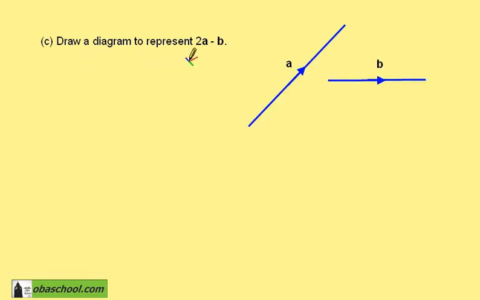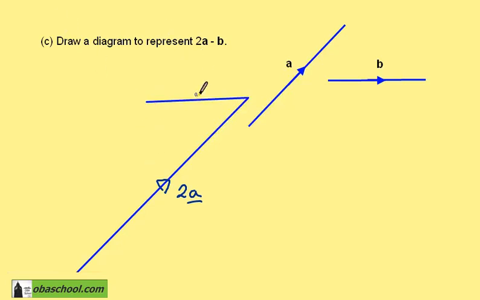To draw a diagram to represent 2a minus b, we draw a vector twice as long as a, which represents 2a, and then we put the tail of minus b onto the tip of 2a. So here we have minus b. The third side of the triangle then is going to represent the vector 2a minus b.